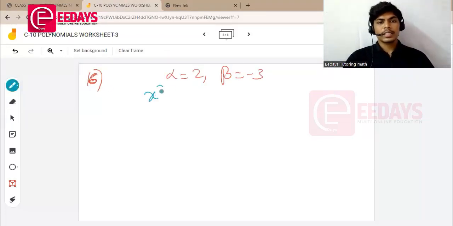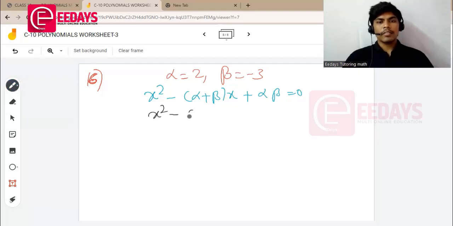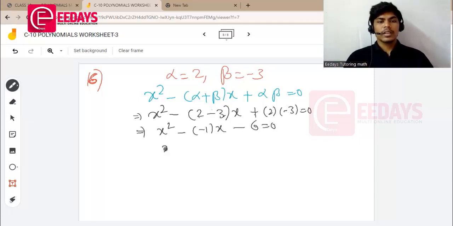You know the general form, right? x square minus (alpha plus beta) x plus alpha beta is equal to 0. Alpha is 2, beta is -3. You just substitute over there. x square minus (2 minus 3) x plus 2 into -3 is equal to 0. 2 minus 3 is -1, and 2 times -3 is -6. So x square plus 1x minus 6 is equal to 0. This is the equation I get.